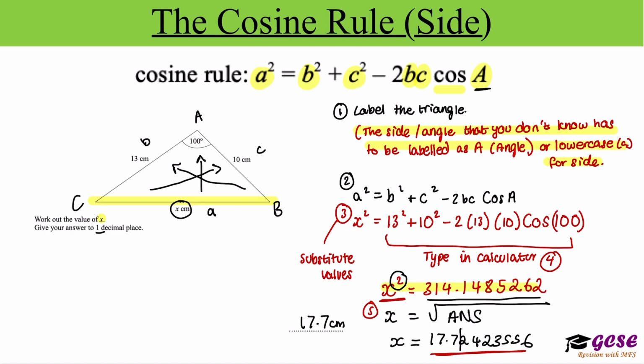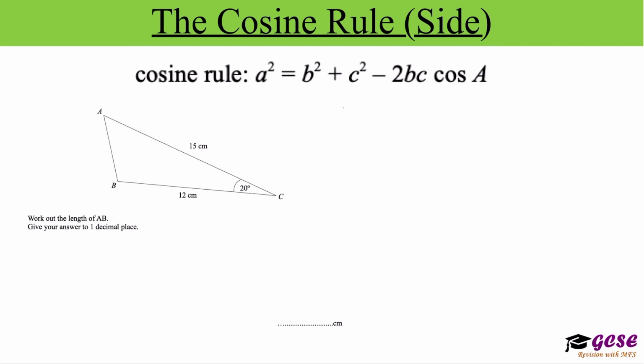Okay, I do have another question, so we're going to have a go at this question now. It's the same concept, but this time we have to label our x ourselves. Okay, so it says work out the length of AB. So if we're working out the length of AB, we're going from A to B. So it's going to be that side there. Let's label that as x.